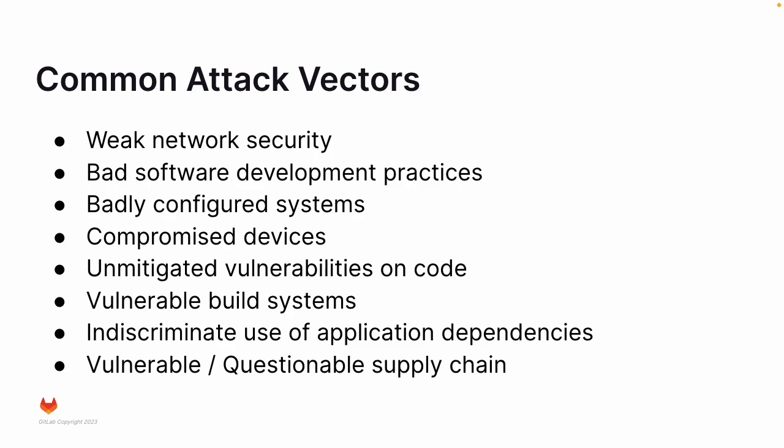Now, okay, I've already talked about unmitigated vulnerabilities in your code or the programming language you are using. Vulnerable build systems, indiscriminate use of dependencies. You just use dependencies anyhow. Oh, I'm looking for this specific Docker container that has this, that has that, and you get one random Docker image somewhere that does exactly what you want. But are you aware of everything that is inside the container? Are you aware of the layers of images that are inside the container? Now, questionable or vulnerable supply chain.